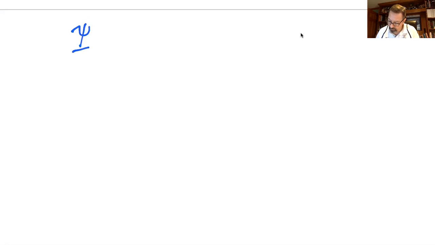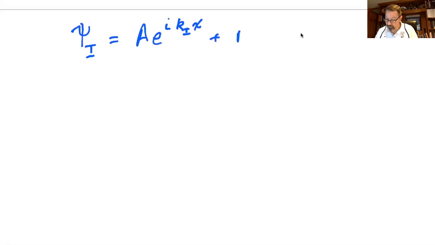And I don't need the foot, lowercase psi. And this is in region 1. And we say that that's a wave going to the right, A e^(ik1x), plus a reflected wave going to the left. That's it.